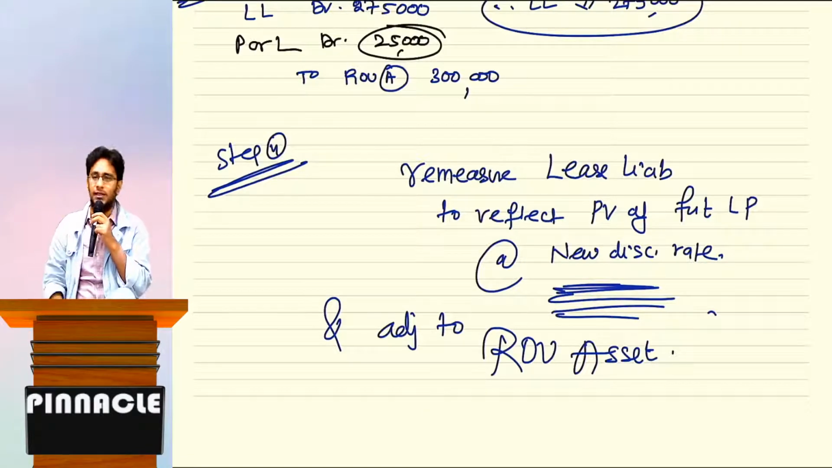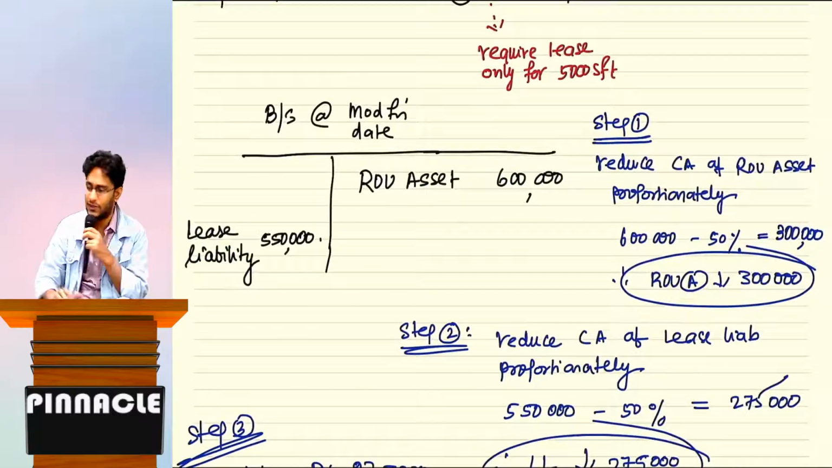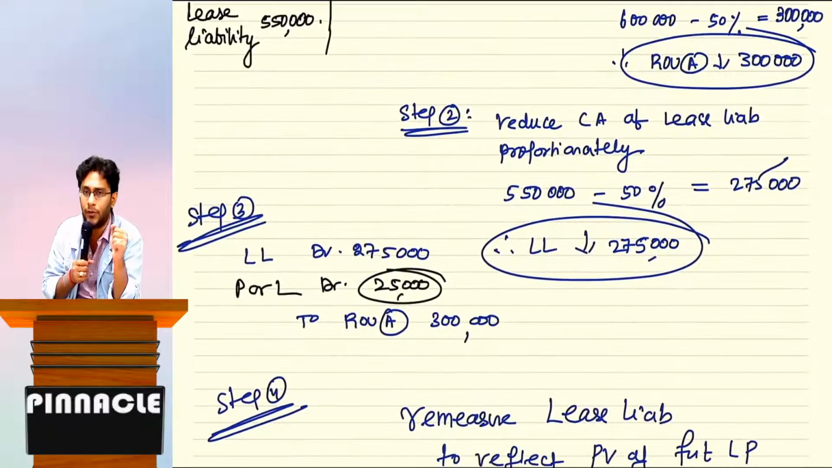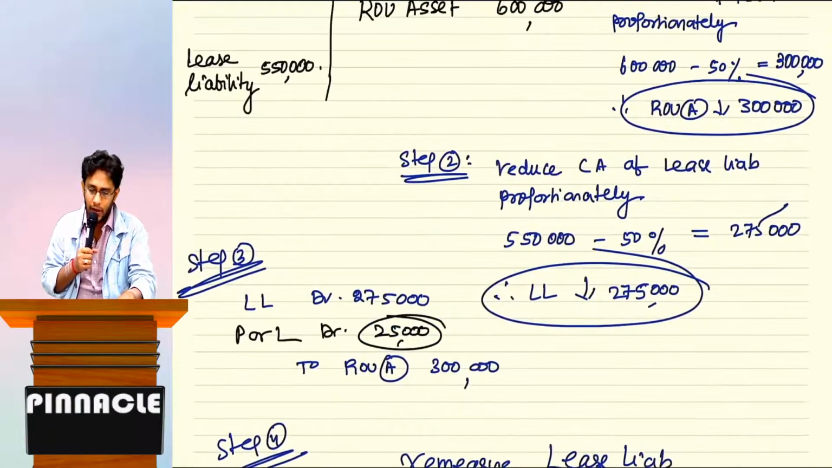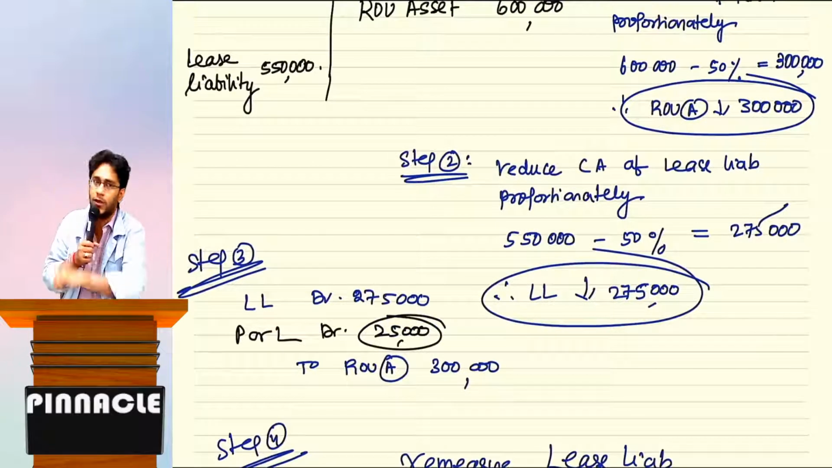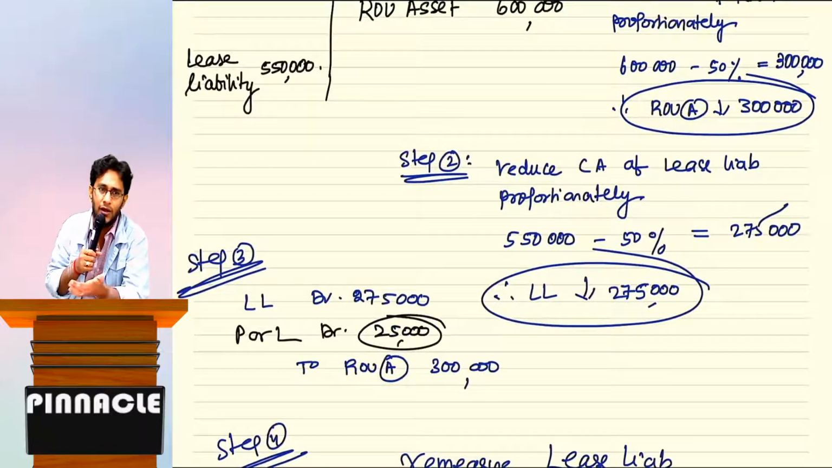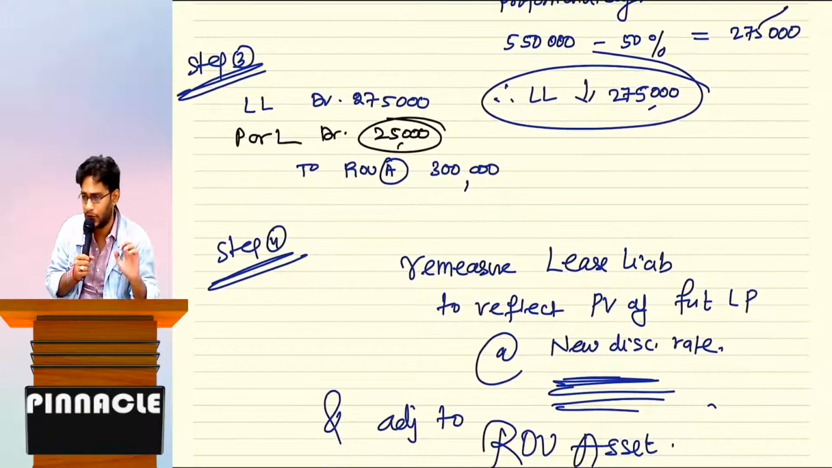Under this case, decrease in scope: first, you reduce the carrying amount of the asset proportionately. Reduce the carrying amount of the liability proportionately. And then observe the change between these two reductions. That is either a gain or loss. Book it off in your P&L.